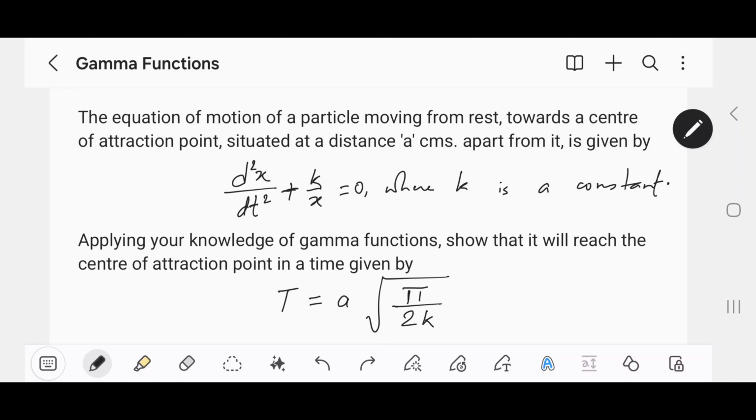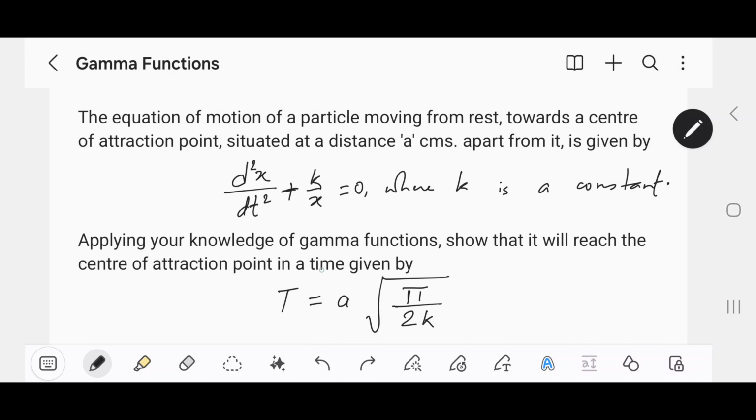Today we are going to solve this problem related to the chapter gamma functions. The question says the equation of motion of a particle moving from rest towards a center of attraction point situated at a distance a centimeter apart from it is given by this second order differential equation. Here k is the constant.